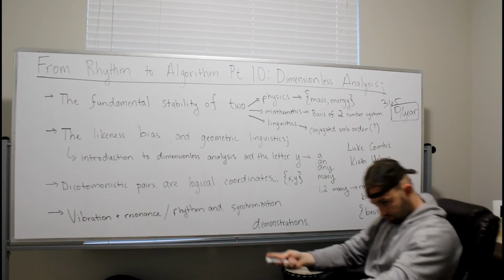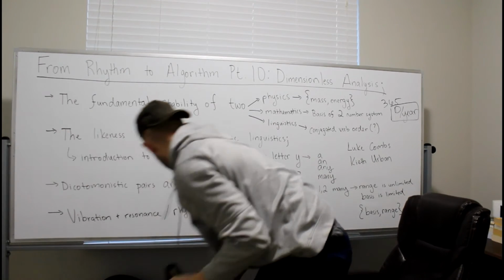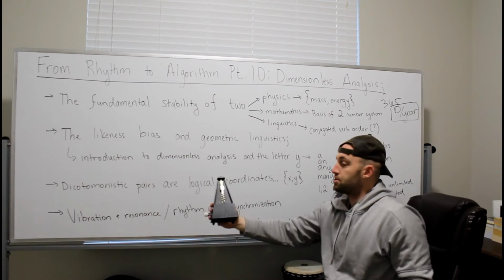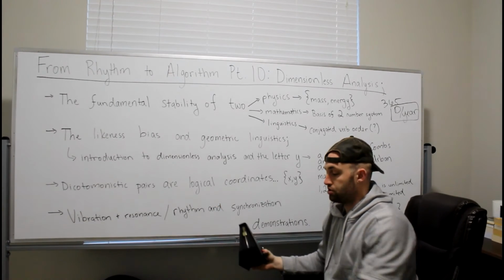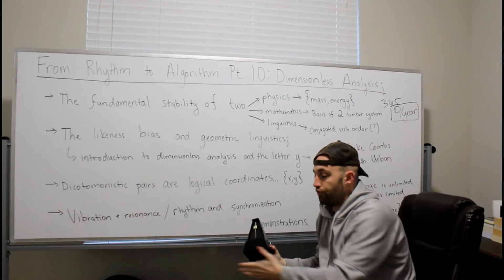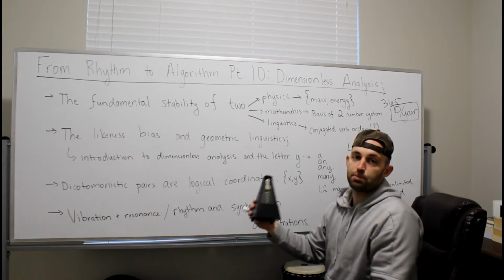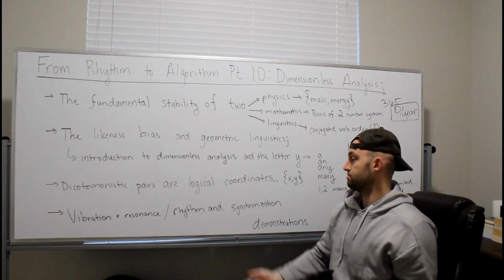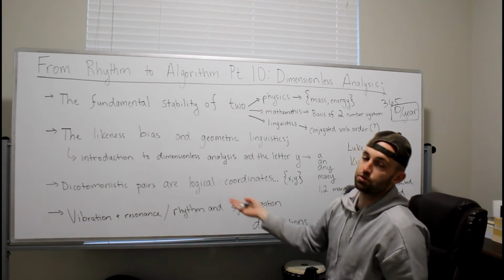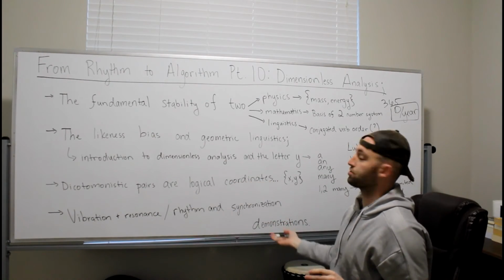Additionally, I have my metronome right here. Widely popular demonstration. If you take 5 metronomes and you put them on a free moving plank on 2 cylinders, and you put them at different tempos, they will synchronize. That's a direct proof, empirical proof of rhythm and synchronization.